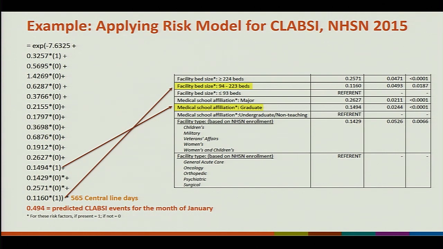So now that we have the variables in our equation, we can use our calculators to calculate the number predicted. You can use your phones also by switching to a scientific view. Add up the present variables and take the exponent of that total. Once you have that value, make sure to multiply it by the central line days. For the month of January, we had 565 central line days. You would multiply that by the exponent once you've done all these calculations, and that would be equal to 0.494 for the month of January. That would be your number predicted.